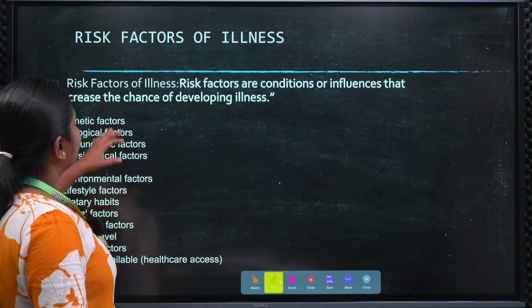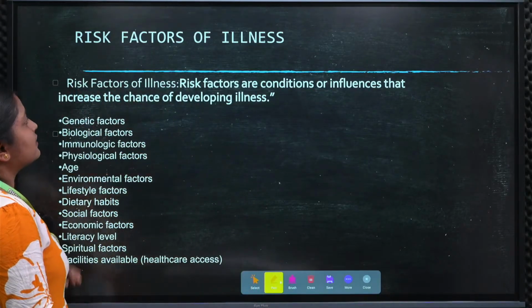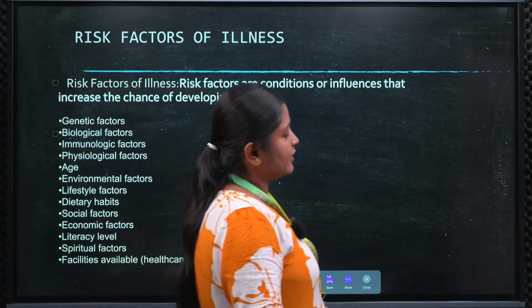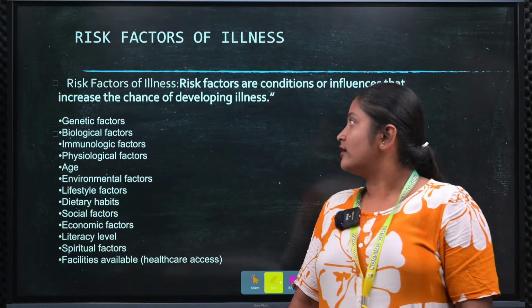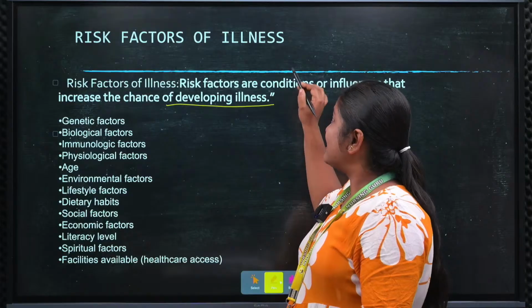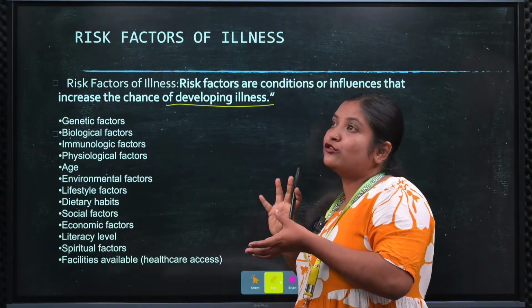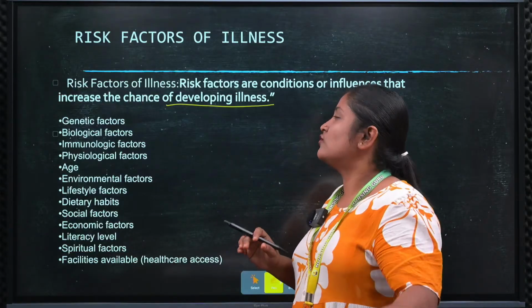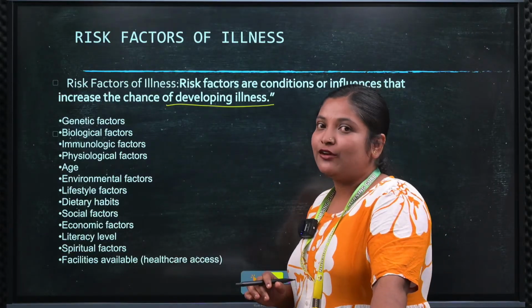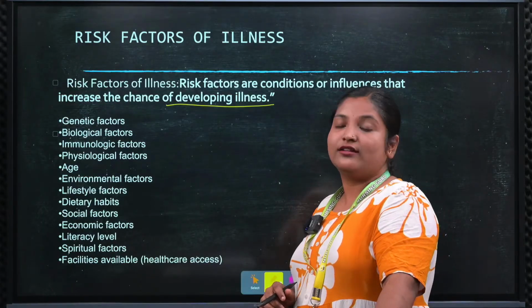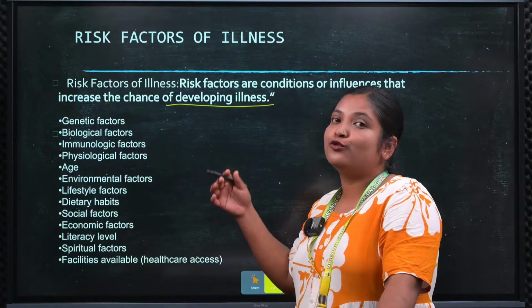So now we can see the risk factors of the illness. Risk factors of illness are conditions or influences that increase the chance of developing the illness. So these are the factors which may influence you to develop the illness. Okay, let us see what those factors are which can make us get the disease condition.